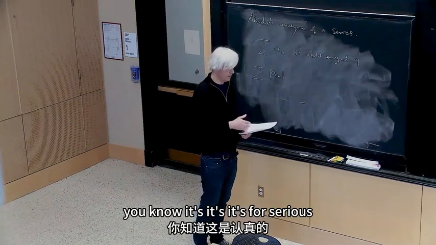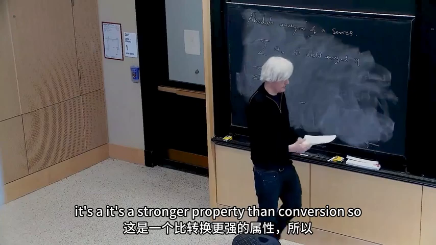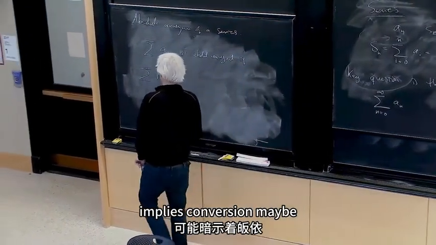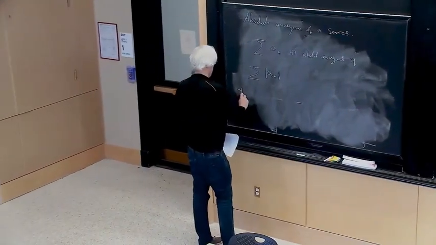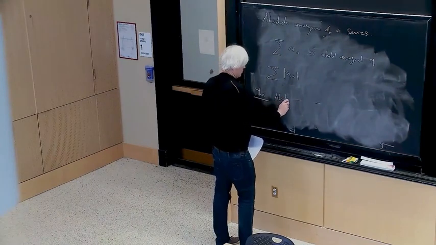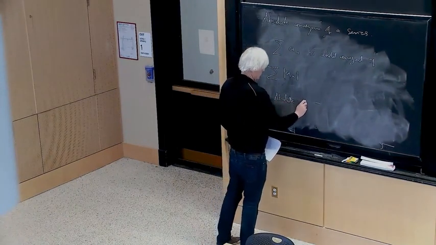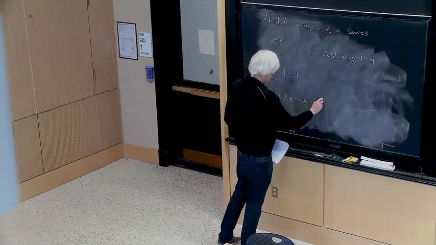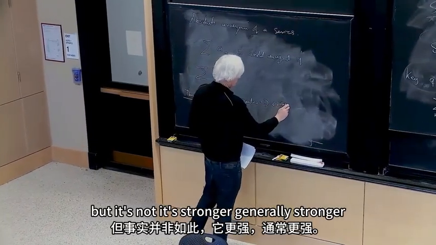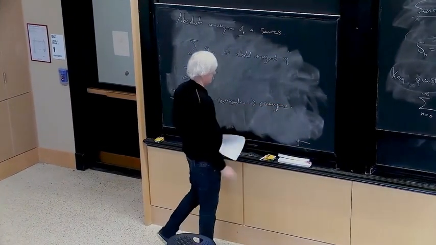Okay? So anyway, absolute convergence is important. For a series, it's a stronger property than convergence. So absolute convergence implies convergence. Maybe I should write this as a theorem. So we had a theorem: absolute convergence implies convergence, but it's stronger in general.